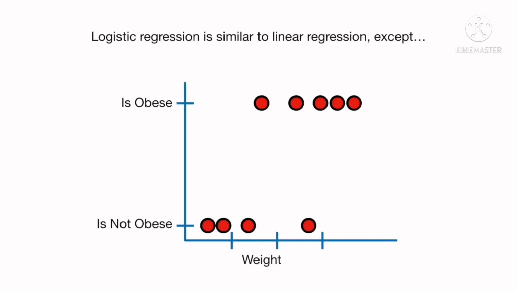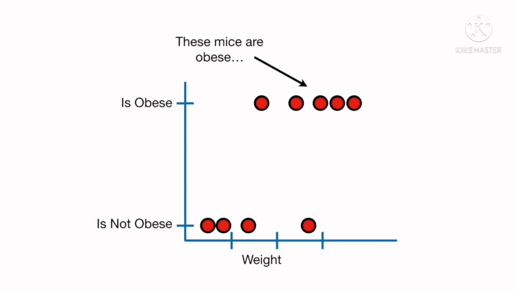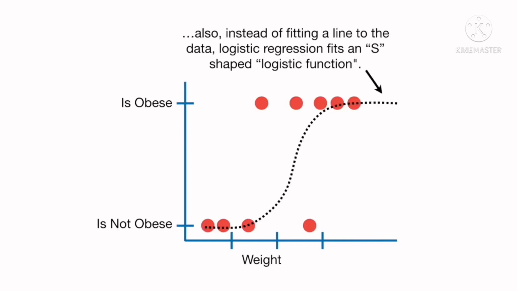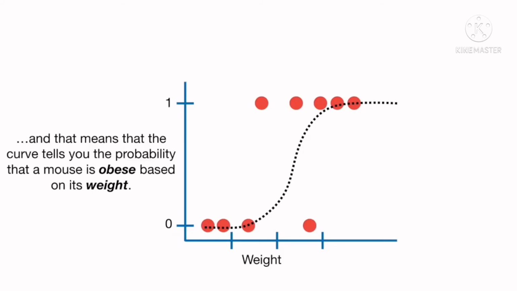Logistic regression is similar to linear regression, except logistic regression predicts whether something is true or false, instead of predicting something continuous like size. These mice are obese, and these mice are not. Also, instead of fitting a line to the data, logistic regression fits an S-shaped logistic function. The curve goes from 0 to 1. And that means that the curve tells you the probability that a mouse is obese based on its weight.